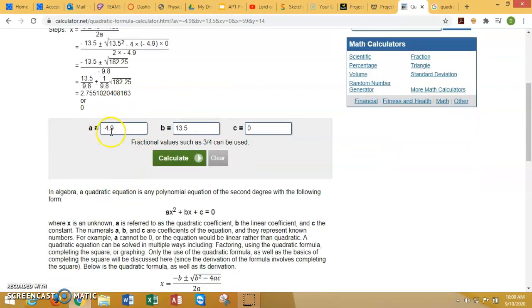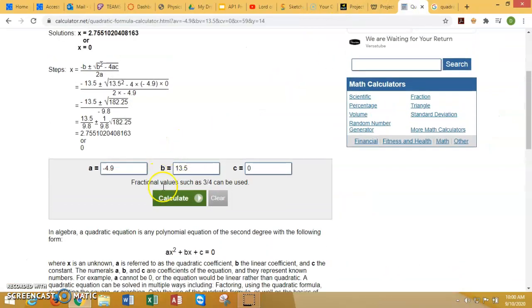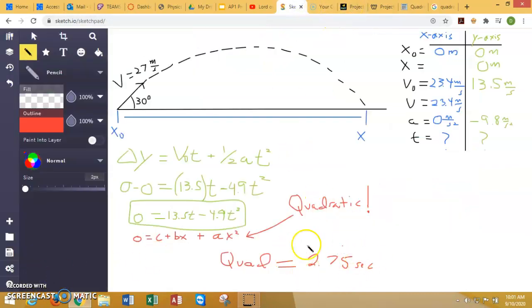A is negative 4.9, B is 13.5, C, if there is one, in this case there's not, so it's going to be 0. This is A, negative 4.9, this is B, 13.5, your C is 0. So when you type this in, you get two solutions. You'll get some positive number, and then you'll either get 0 or you'll get some negative. We're solving for time, so the one you use is the positive one. So our answer is 2.755 seconds, or thereabouts.